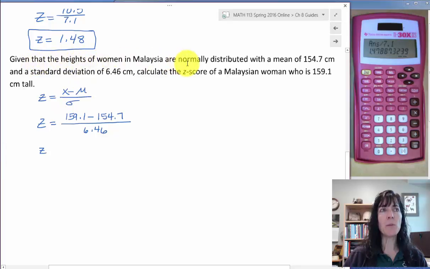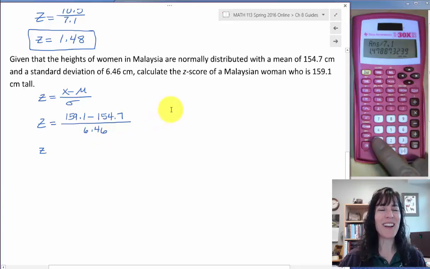they're talking about the heights of women in Malaysia being normally distributed with this mean and standard deviation. So for the population of Malaysian women, this is the information we have, so mu and sigma are appropriate. But remember, it's still going to be whatever your data point is minus the mean over the standard deviation. And we have a data point of 159.1 minus 154.7, which is our mean, divided by 6.46, the standard deviation. So I'll show it to you on the calculator and talk you through it in case you're still struggling on this part.